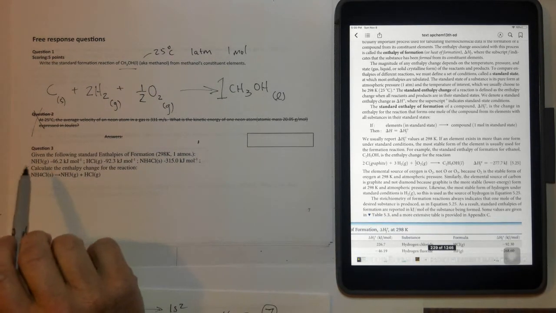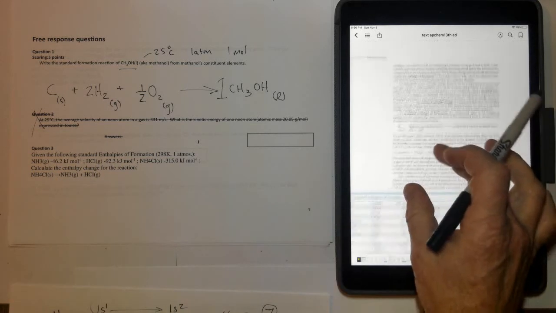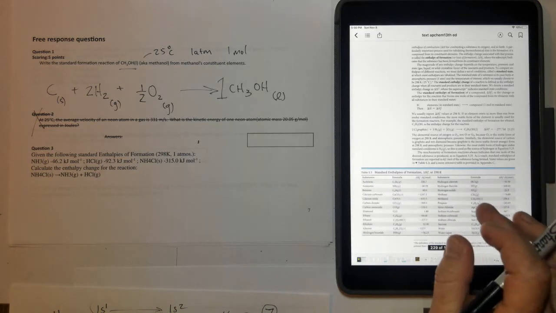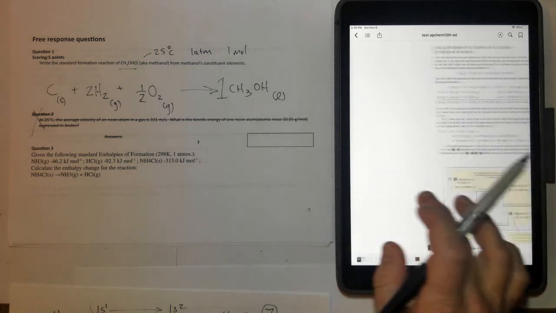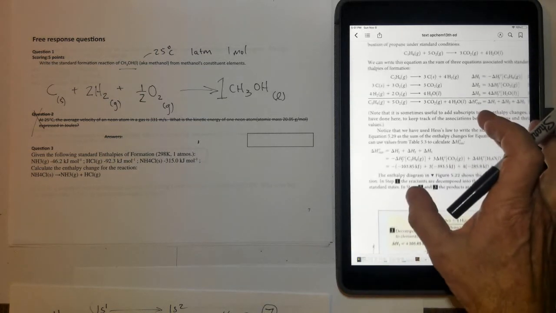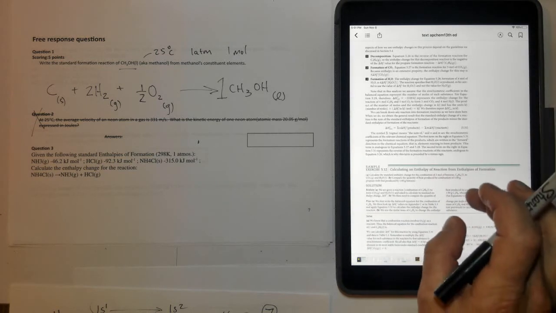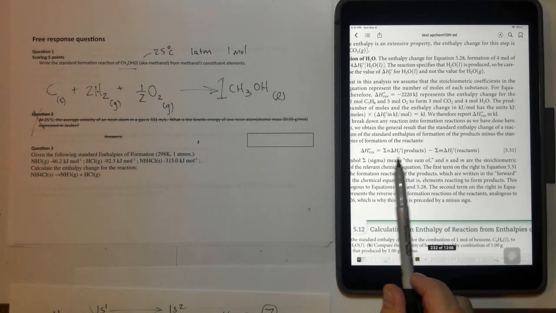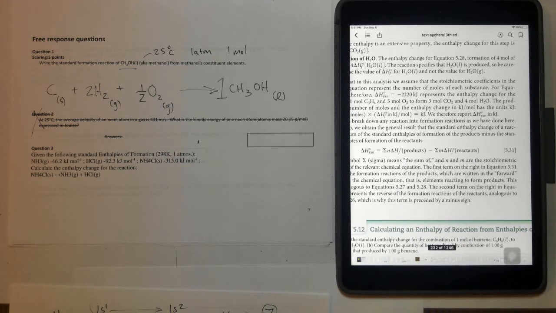Question number 3, given the following standard enthalpies of formation, calculate the enthalpy change for the reaction. Standard enthalpies of formation are given in your textbook, and you also have Appendix C that gives you many more of them. The equation is always: enthalpy of reaction is equal to the summation of the enthalpy of formation of the products minus the summation of the enthalpy of formation of the reactants.